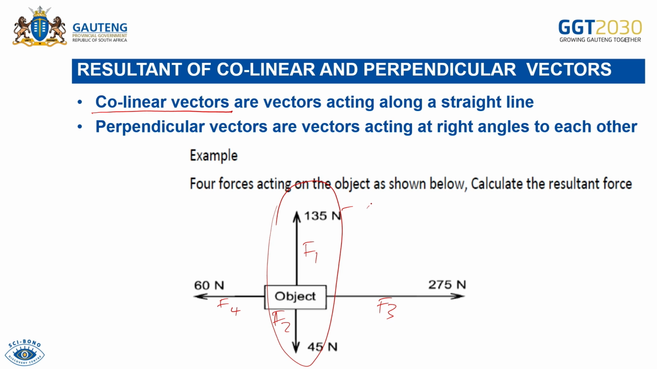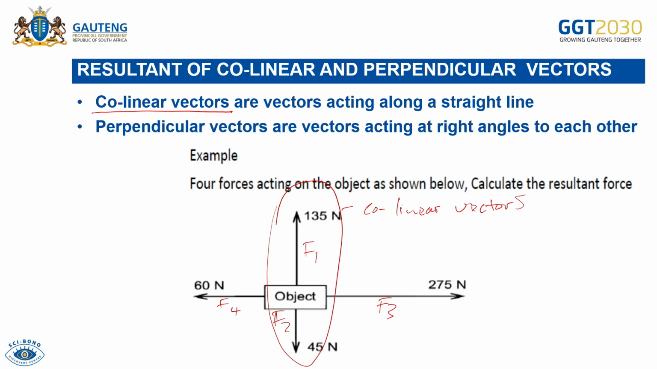So these are collinear what? Vectors, right? Linear means straight, right? So collinear what here? Vectors, right? Please be careful: if vectors are acting along a straight line, for example, although your 135 is acting upwards and your 45 is acting downwards, they are along a vertical straight line. Therefore, they are collinear what?